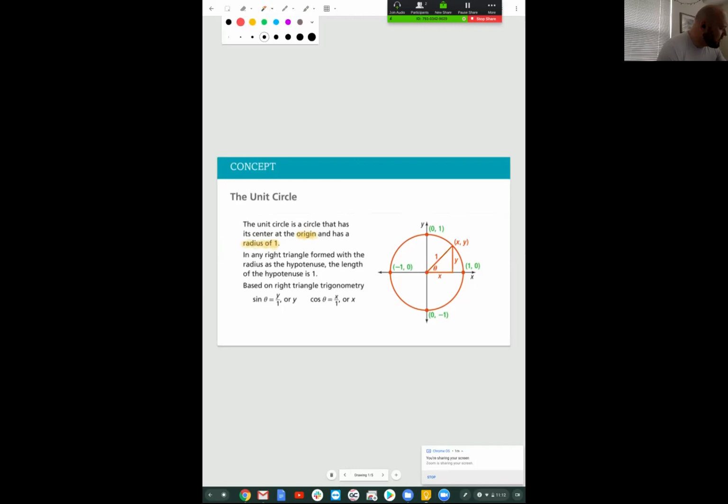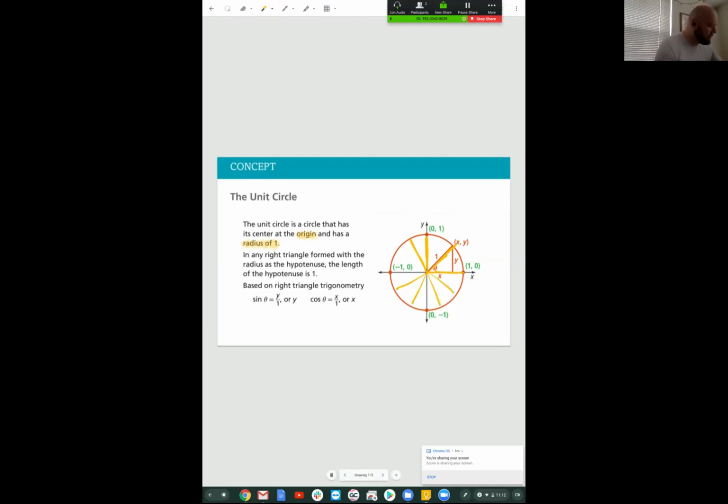Let's stick with a different color. Okay, so if the radius is 1, obviously from the center out to the circle, that's 1 unit. Well, if you go from here out to the circle, that's 1 unit. From here out to the circle, 1 unit. Really, any radius that you draw is a distance of 1.